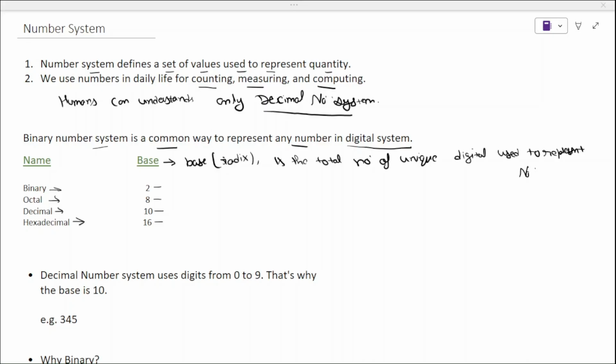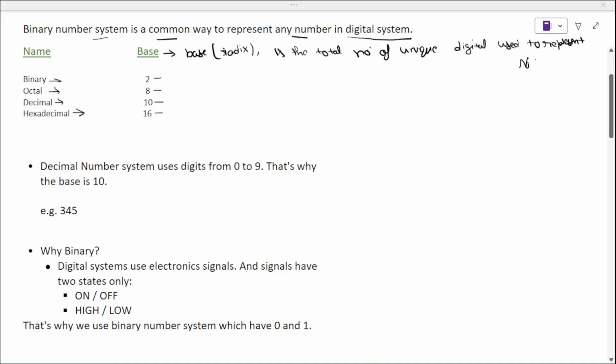So what is decimal number system? The decimal number system is the number system we use in daily life, right? So in daily life we use 10 numbers from 0 to 9. That's why the base is 10. Okay, so 0, 1, 2 up to 9, total number count is 10. That's why the base is 10. Okay, so for example 345. How will we write the radix or base? 345 in brackets.